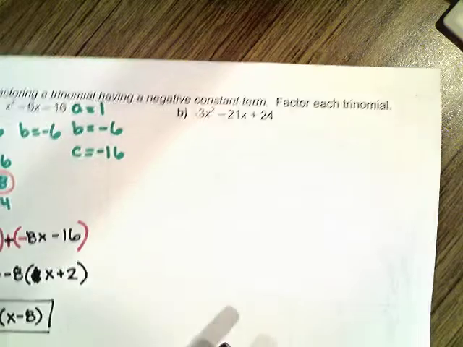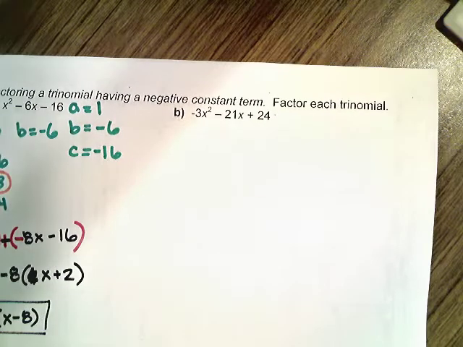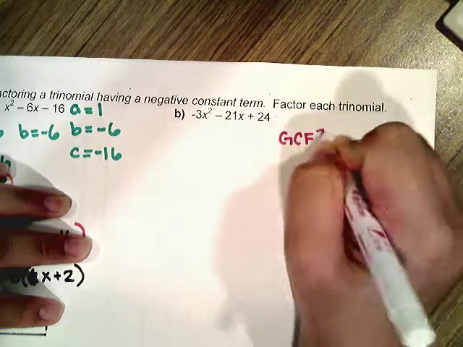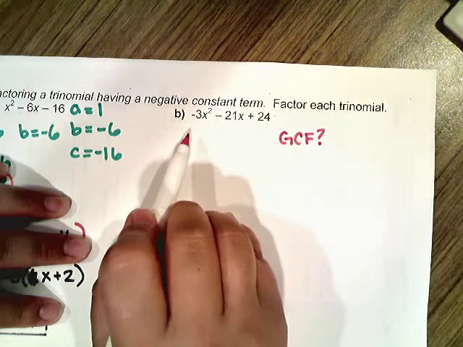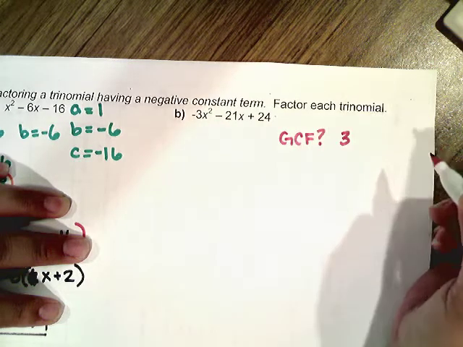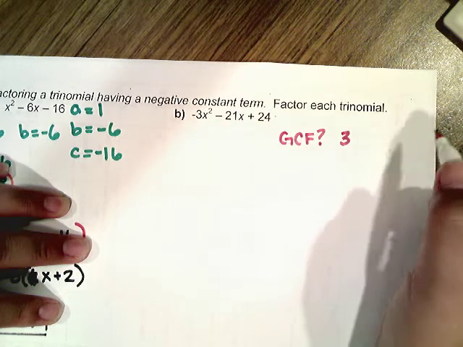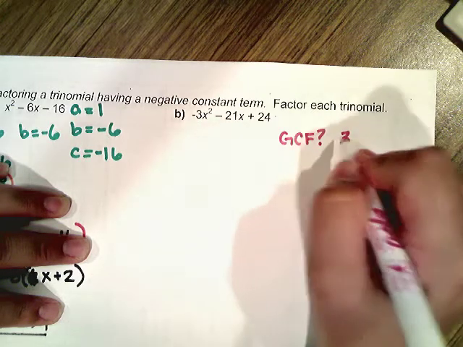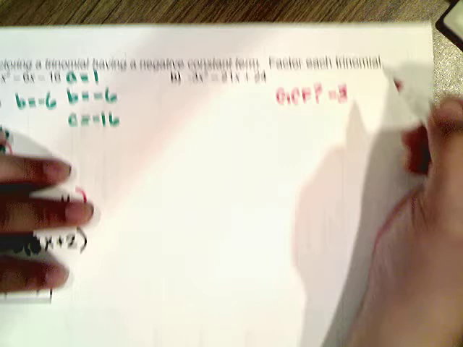In part B, we have negative 3x squared minus 21x plus 24. And again, the very first question that we ask ourselves is, is there a GCF? And the answer is yes. In this case, we do. Now, if we look at all of our numbers, 3, 21, and 24, we can divide all of them by 3, so we know that's going to be part of our GCF. And also, because that leading term is negative, we're going to bring the negative out with our GCF.